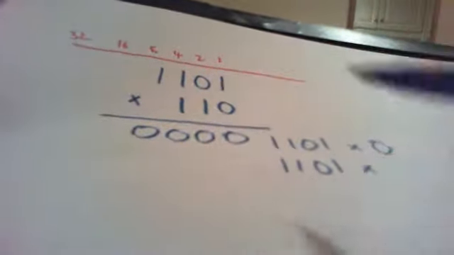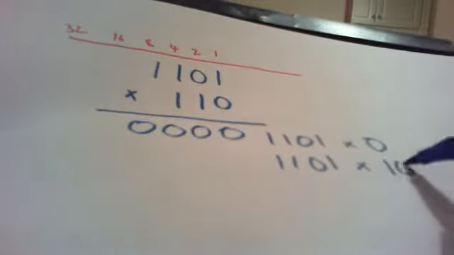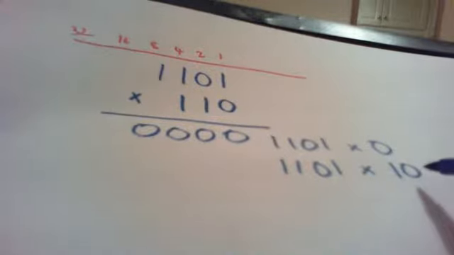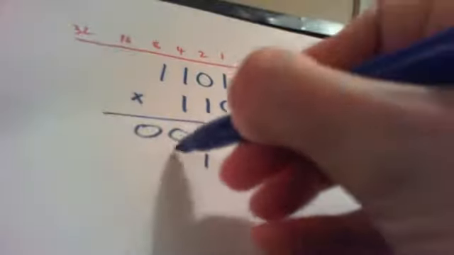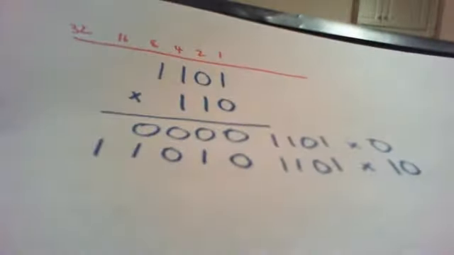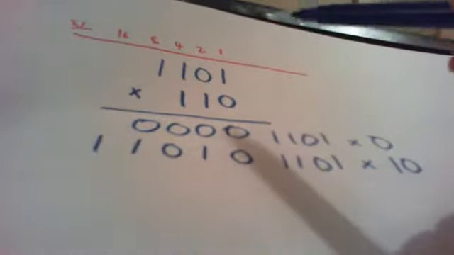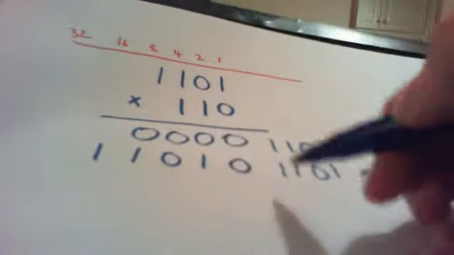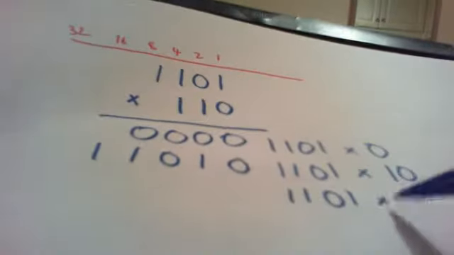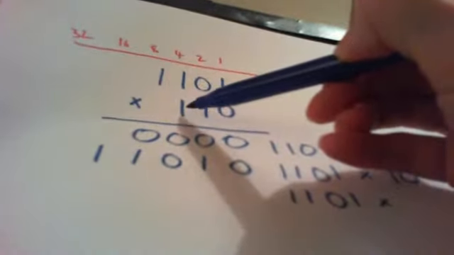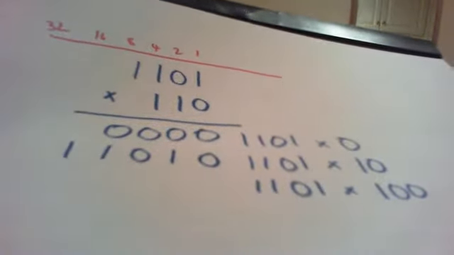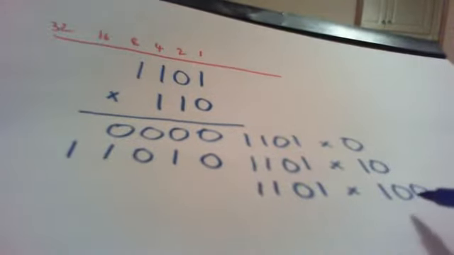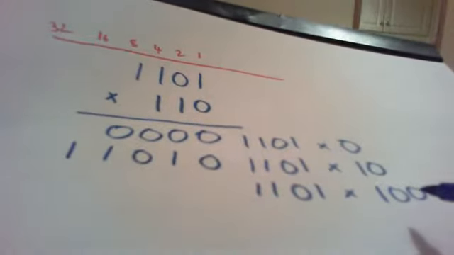1, 1, 0, 1 times 2. Bit shift. Yes? The 0 on the end. Okay? Now I've got 1, 1, 0, 1 times 4. You see that? How many times does it need to be shifted? Twice.